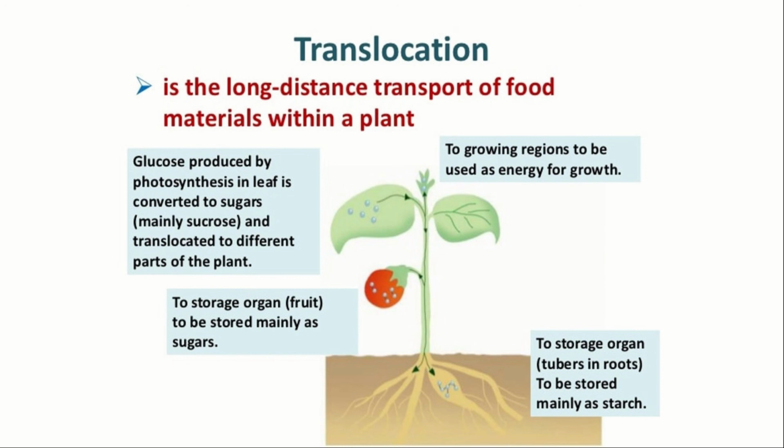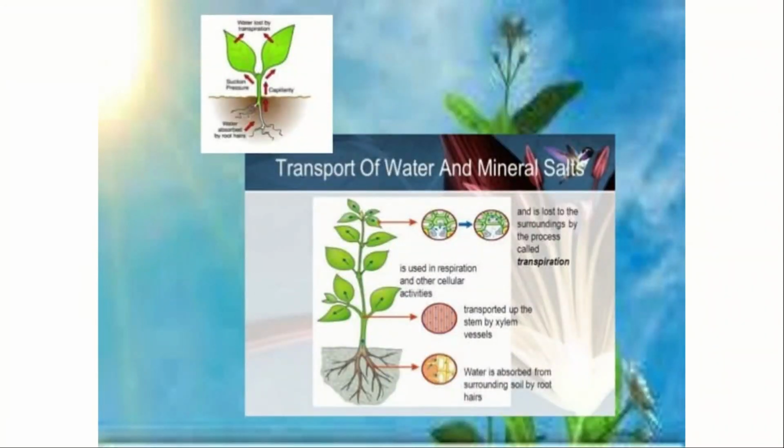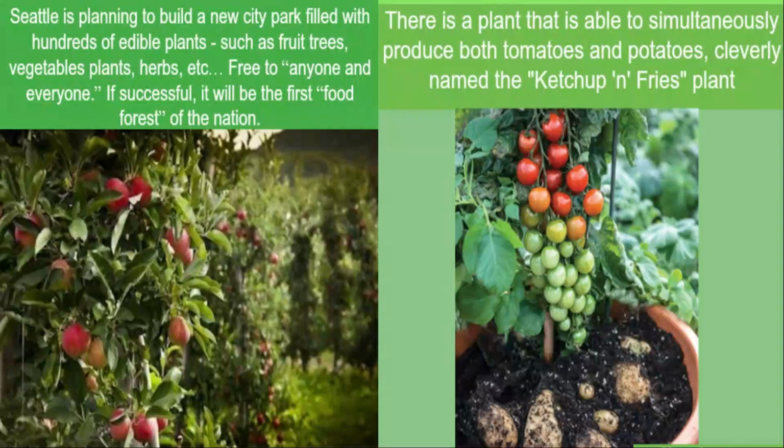So these food materials from photosynthesis come mainly from the leaves to all parts of the plant. In roots, it is mainly stored as starch. In fruit, mainly as sugar. And in the other regions where growth happens, it is used as energy for growth. So this is the meaning of translocation. I hope you understood how transportation of water and mineral salts happens in plants.